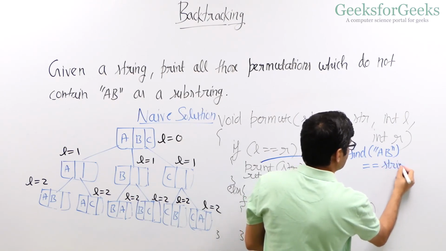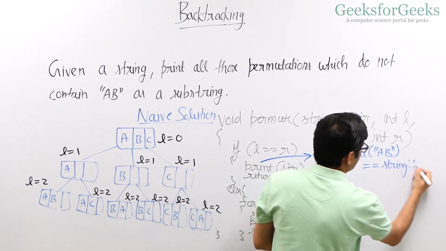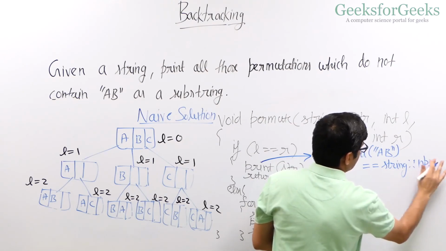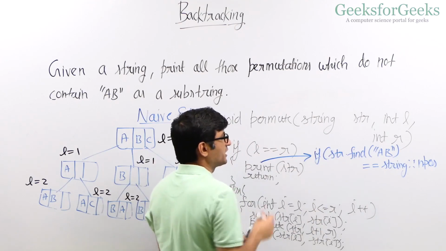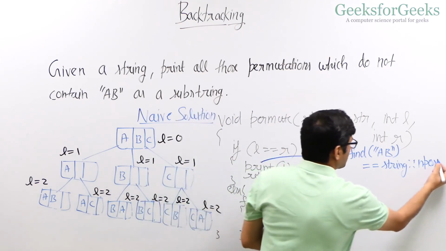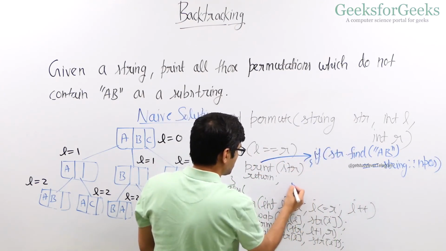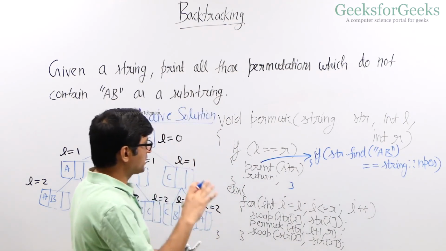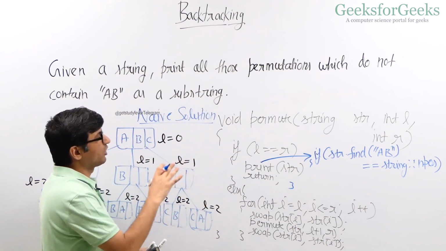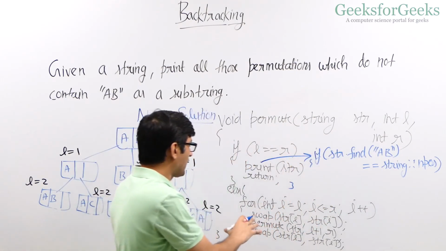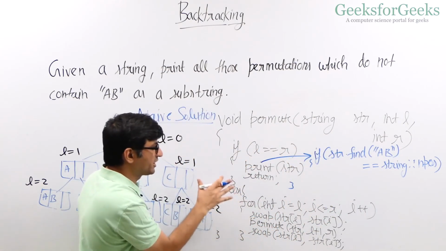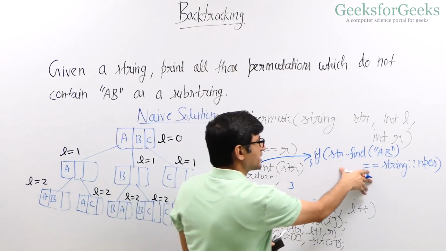npos is a constant in the string class, which indicates not found in the string, right? The substring is not found in str. So if that is the case, then only print it, right? So I'll put this in the if condition. Now this program prints all permutations which do not have AB as a substring. So what I did, I took the standard permutation generation program and then I added this condition.